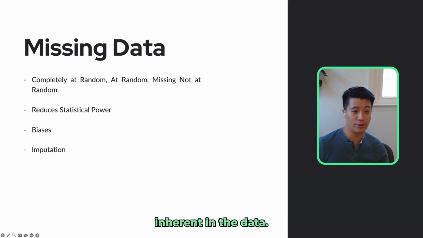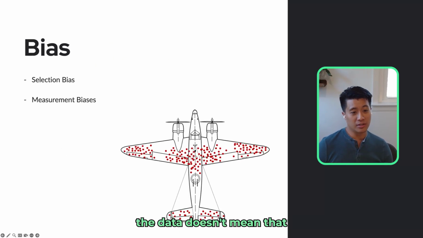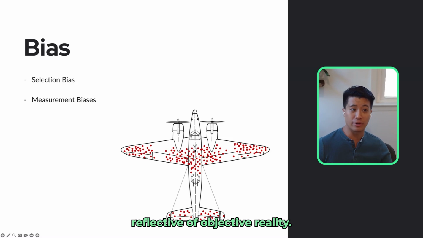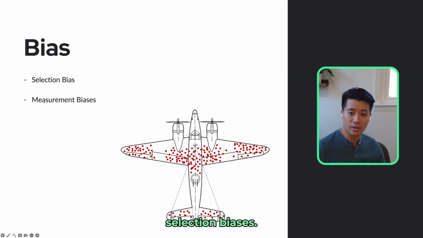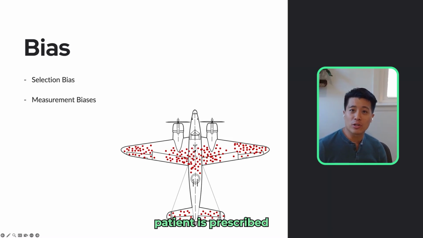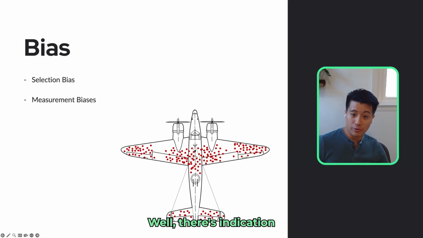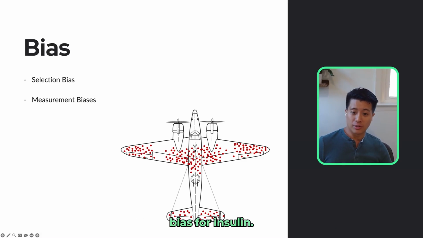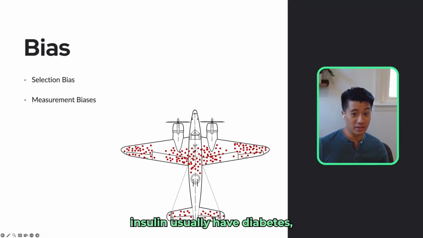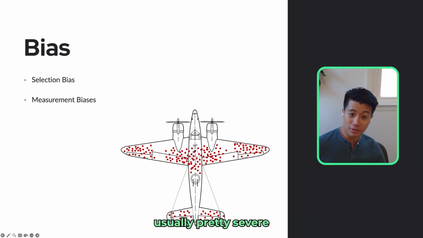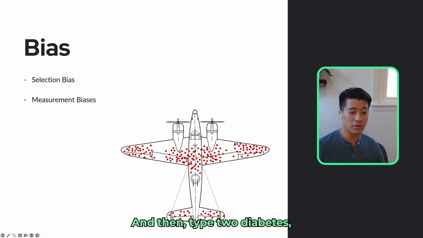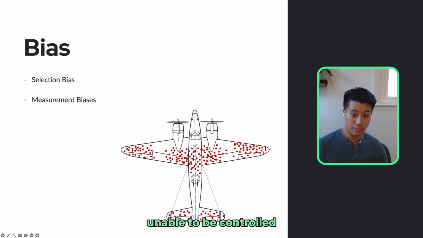Of course, bias inherent in the data. Just because we collect the data doesn't mean that it's necessarily correct or reflective of objective reality. Right? So then there's selection biases. Does the fact that a patient is prescribed insulin, is that related necessarily to our outcome? Well, there's indication bias for insulin. People who get prescribed insulin usually have diabetes, usually pretty severe diabetes, type 1 for sure, and then type 2 diabetes unable to be controlled by other medications.